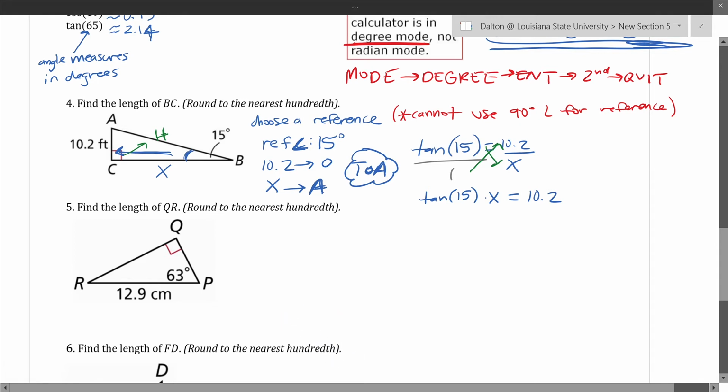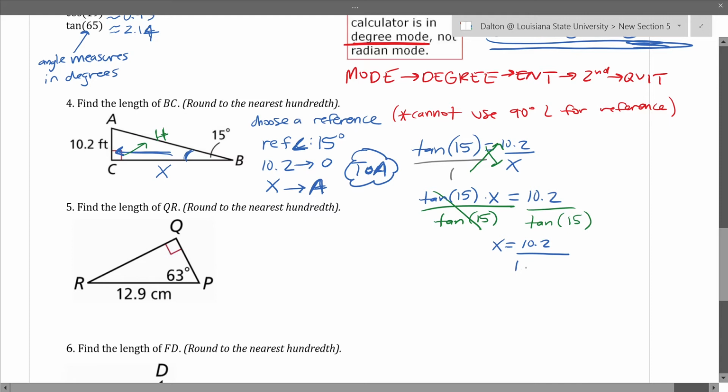You use the same logic in this next step. If I'm trying to get X alone, you need to remember that the tangent of 15, even though it looks like a word, is actually just a number. So if I divide this side by tangent of 15, it cancels. And what I do to one side, I need to do to the other. So now all we have left on the left side is X equals, and in your calculator you're going to type in 10.2 over the tangent of 15.